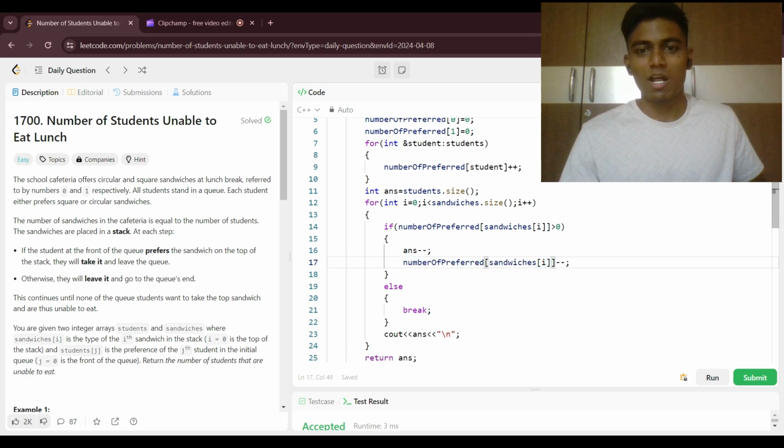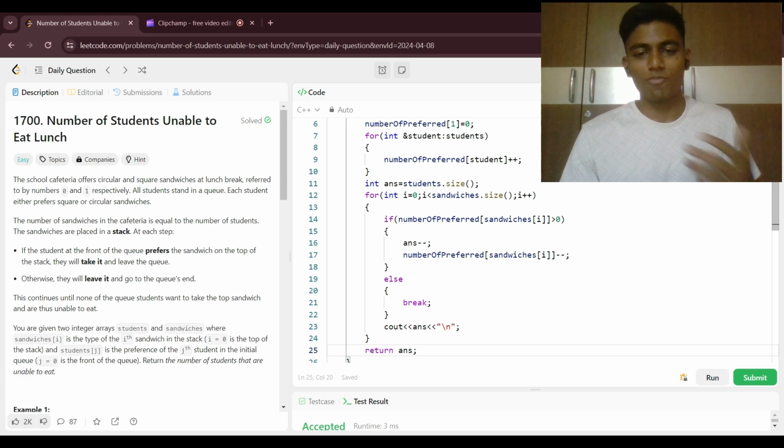And then let's say there is a sandwich, but there is no student who wants this particular sandwich. Then at that particular time we are going to stop, and whatever the number of students who are left out, those will be returned.